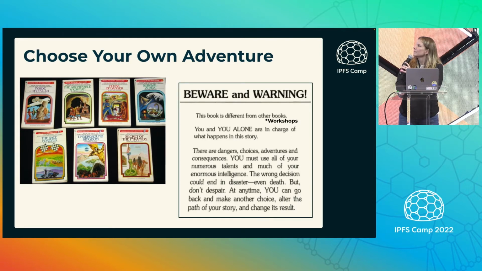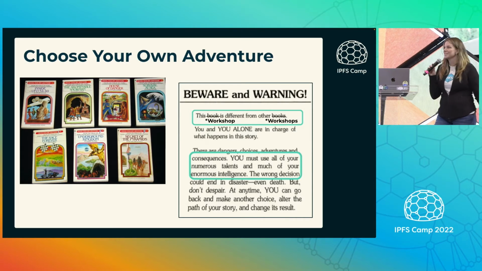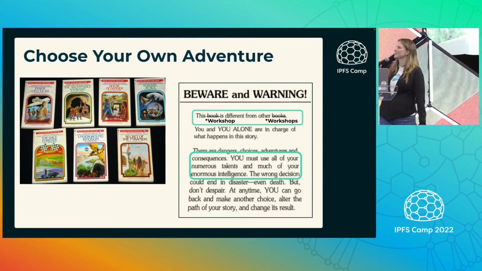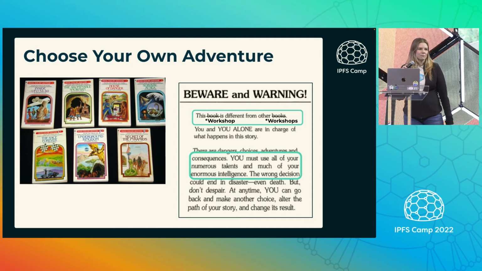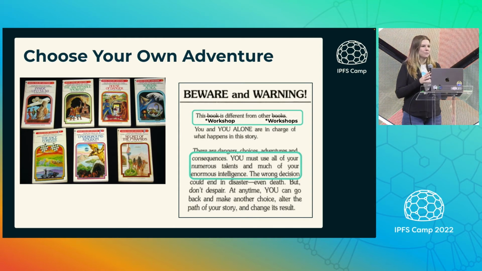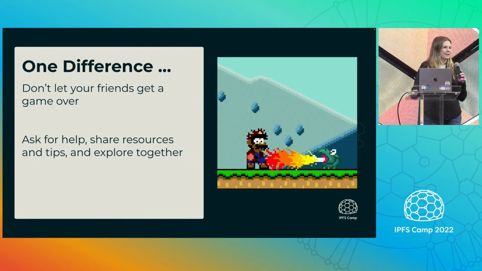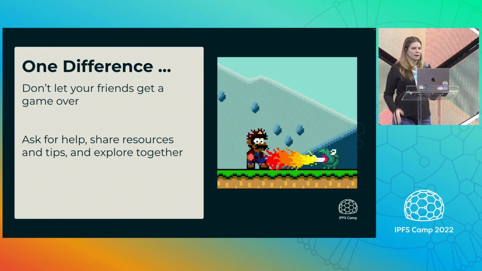So, this workshop is different from other workshops. You must use all of your numerous talents and much of your enormous intelligence. The wrong decision won't result in death, I hope. But we have people to help you, and hopefully what it'll result in is you getting a more concrete understanding of what are some of these things that we're talking about. There's one difference. Don't let your friends get a game over. Don't let them get eaten by a dragon. Ask for help with people around you, share resources, and explore together.